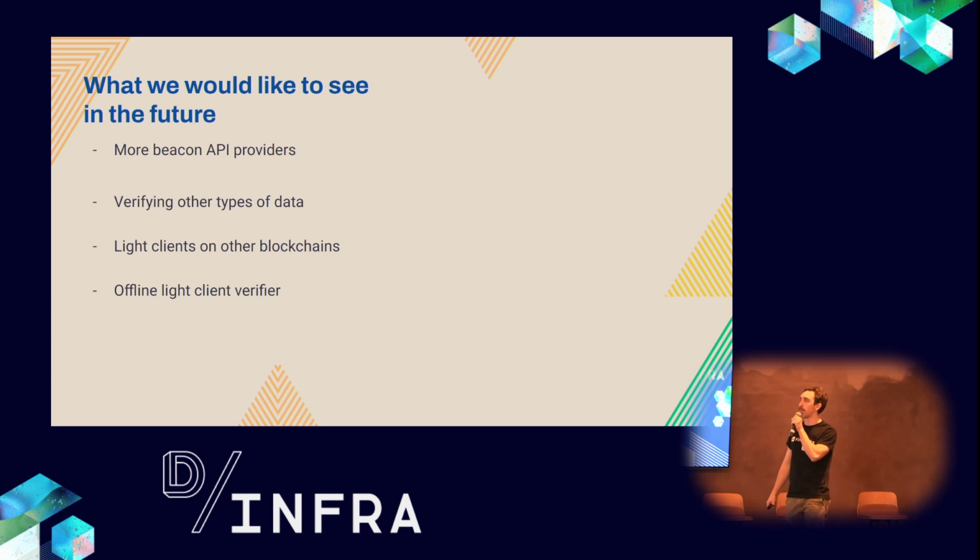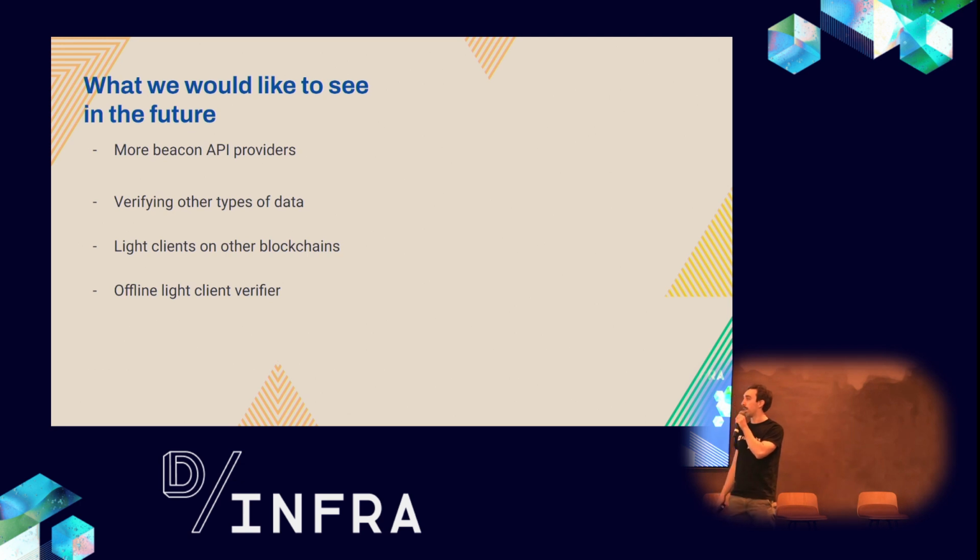Verifying other types of data: we focused on contract calls, but as you saw with the RPC calls, you can verify anything that is on the blockchain. Transactions, staking data, anything you can imagine. Light clients on other blockchains: we focused heavily on Ethereum. We know of some blockchains where there are light client ideas. Some of them lack implementations, some of them lack light clients at all. We would like to see it adopted in more chains because it enables amazing use cases. We didn't touch on it in this talk, but there are many use cases for light clients in general.